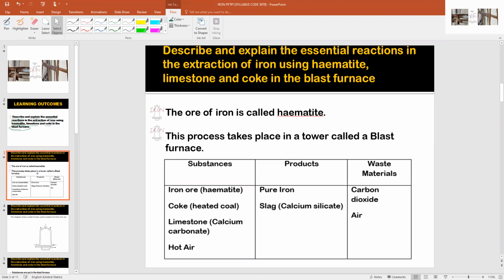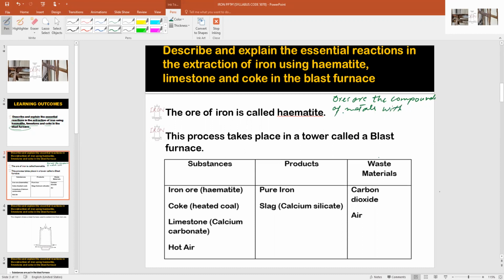Here the iron ore used is hematite. What is an ore? Ores are the compounds of metals with impurities found in the earth crust. Let me write here. Ores are the compounds of metals with impurities found in earth crust.